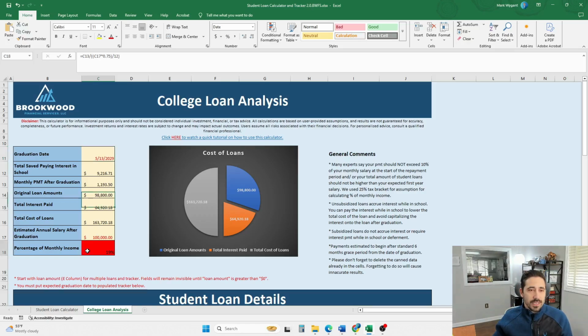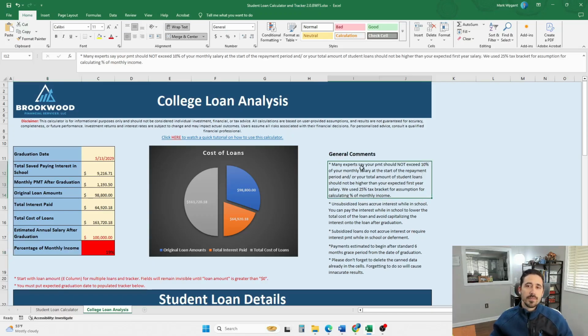And then this next piece, this percentage of income, will change color based on the answer here. But you'll see over here in my general comments that most experts agree that your payment shouldn't be more than 10% of your monthly salary at the start of your repayment period. In other words, by the time you graduate and you start having to repay this loan, you should not be exceeding more than 10% of your monthly take home on a monthly payment towards student loans. And that number, I will tell you, is very, very, very hard to meet.